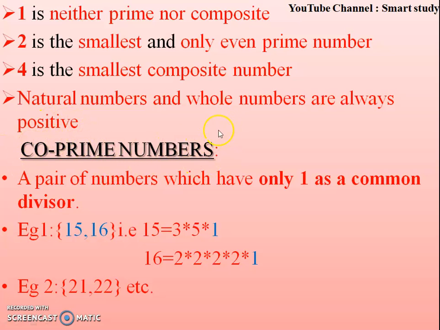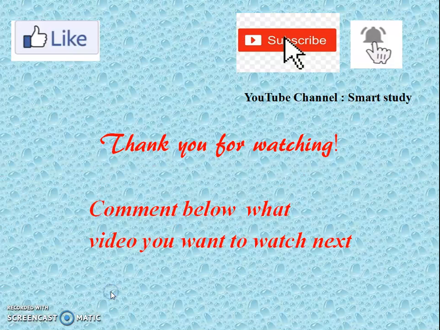Now, what are coprime numbers? Coprime numbers are a pair of numbers which have only 1 as a common divisor. Example, 15 and 16. 15 can be written as 3 into 5 into 1, and 16 can be written as 2 into 2 into 2 into 1. So if I see here, between 15 and 16, 1 is common. So 15 and 16 can be said to be coprime numbers. Similarly, example 2, 21 and 22 are coprime numbers because they have only 1 as a common factor. 7 into 3 into 1 is 21, and 22 can be written as 2 into 11 into 1. So 21 and 22 also have 1 as the only common divisor. So those type of numbers are known as coprime numbers.